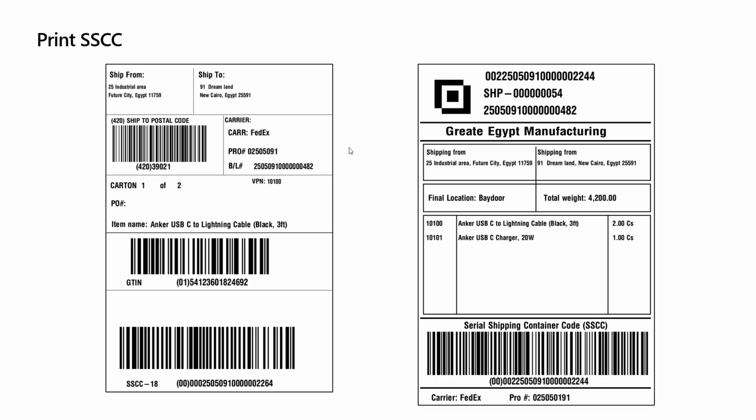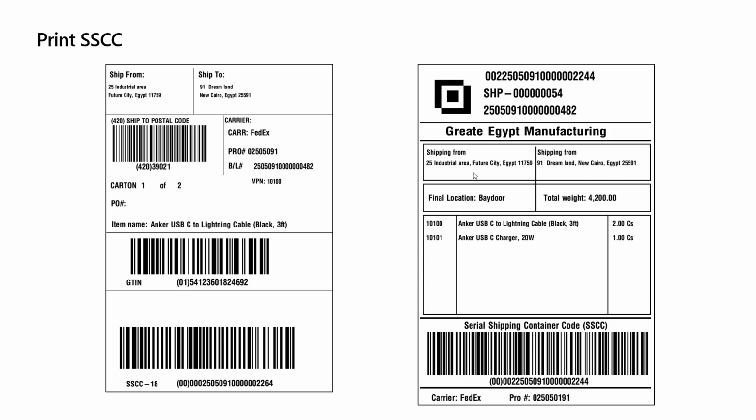Here on the left side, we have the SSCC shipping labels of the case or carton level. So here we can see the address information like ship from, ship to, carrier information, carton information, like this is carton number 1 of 2, item information like the item ID, the item description, the GTIN barcode, and we have the SSCC barcode.